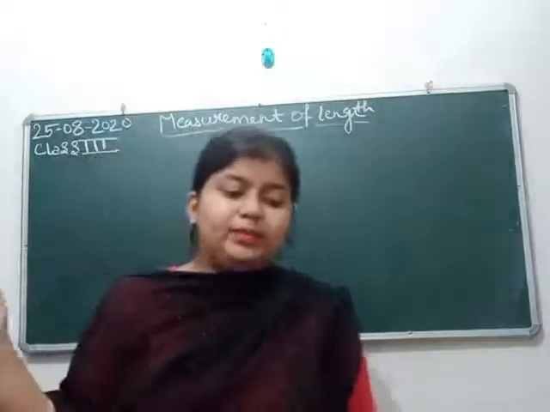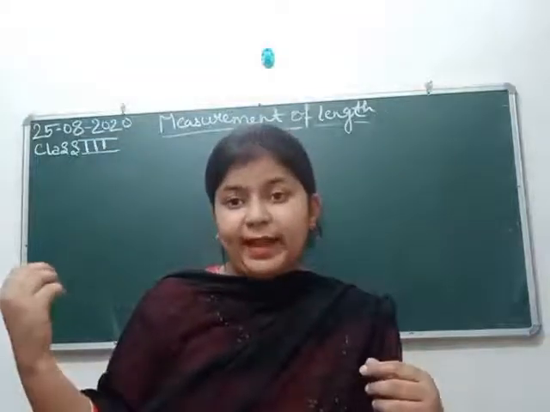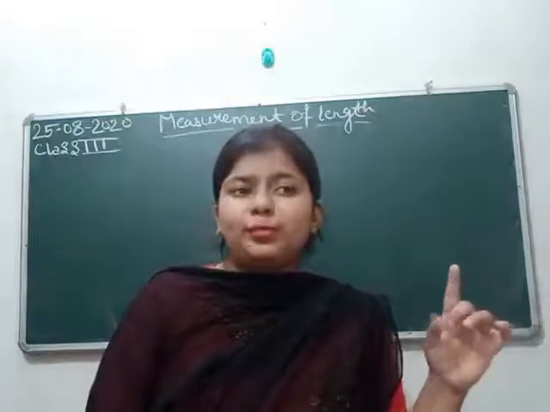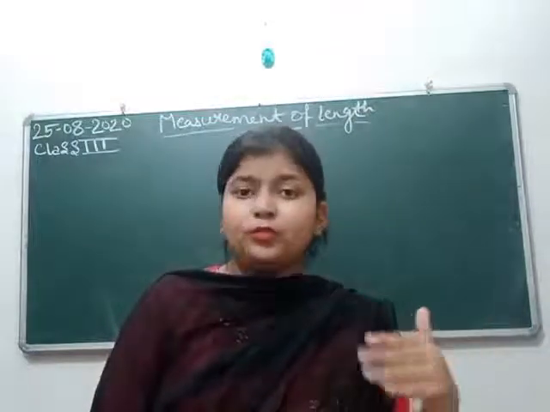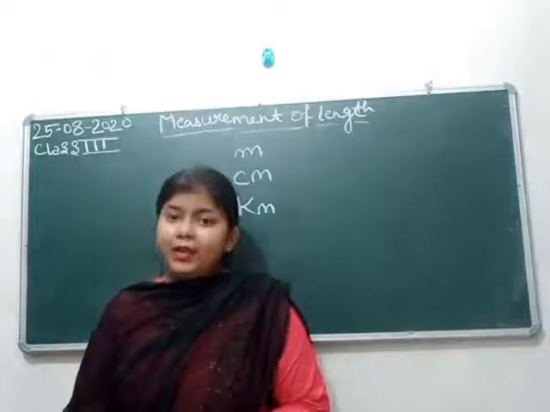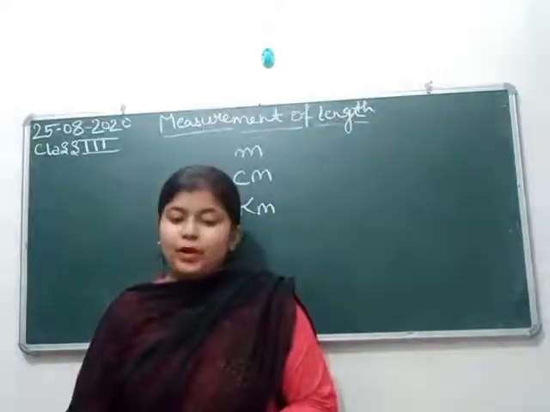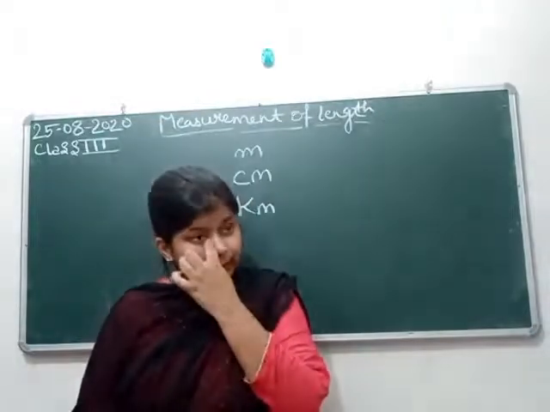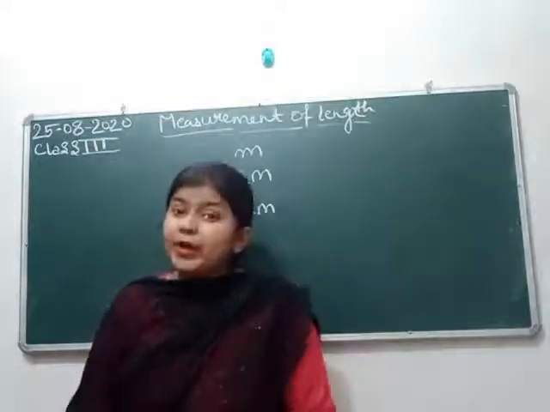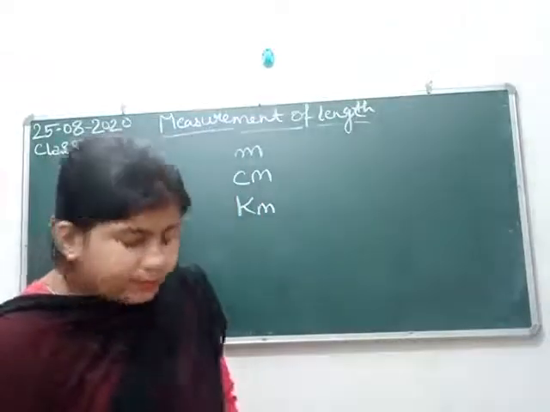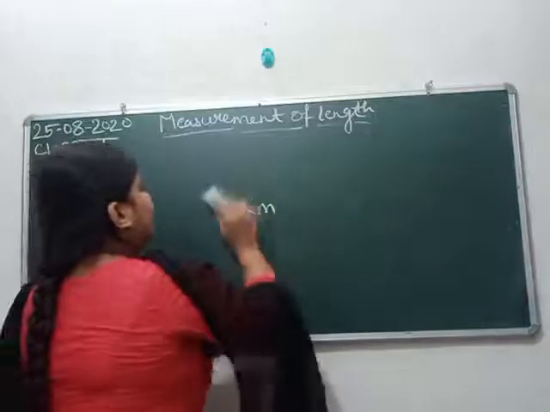Now what happened? When they were using their hand, leg, things like that to measure things, those measurements were not accurate. Okay, so all those measurements were not accurate. Later on, they started measuring things with the help of units, that is meter, centimeter and kilometer.